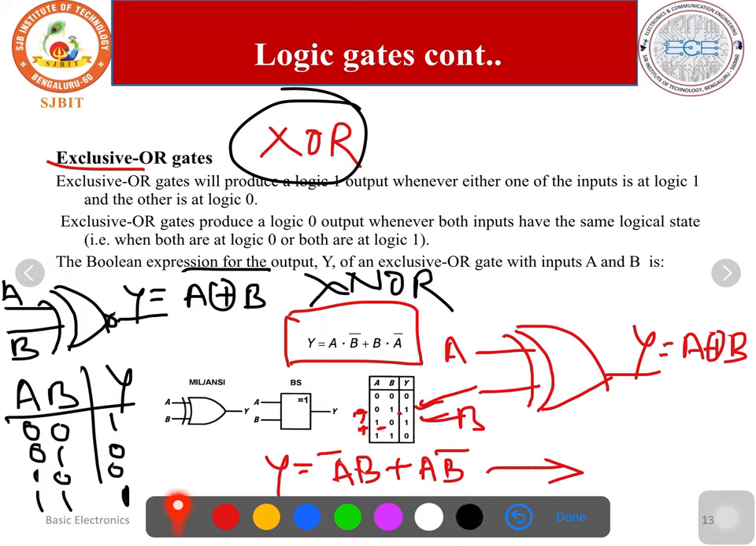This is the truth table for the XNOR gate. This is its symbol. Then how to write the logical equation? Here, in this case, output is high. Here, in this case, output is high. Here, the case is 0, 0.